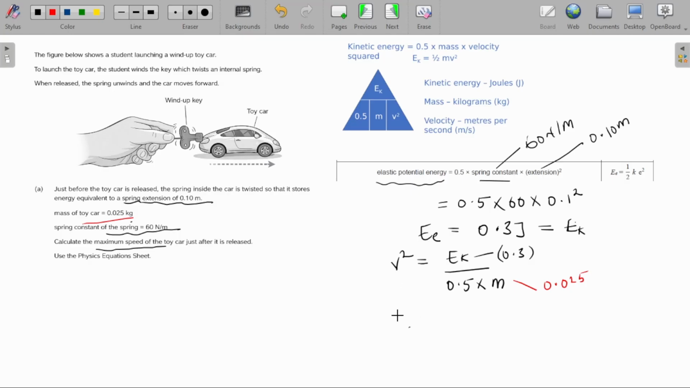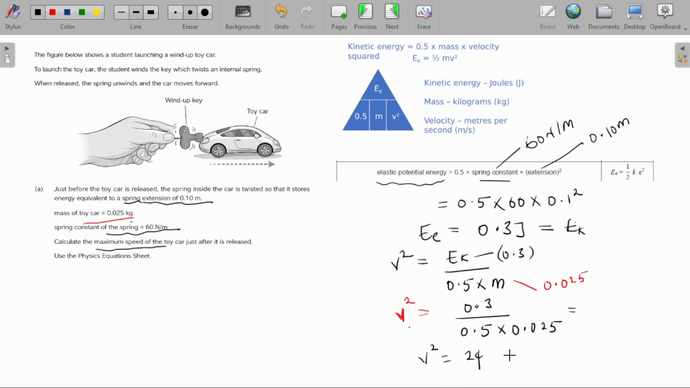And now we can plug in those values to find v squared. Remember, we're looking for v squared. Eventually, we're going to solve for v. So v squared will be equal to 0.3 divided by 0.5 multiplied by 0.025. Plug that in your calculator. You should get v squared is equal to 24.